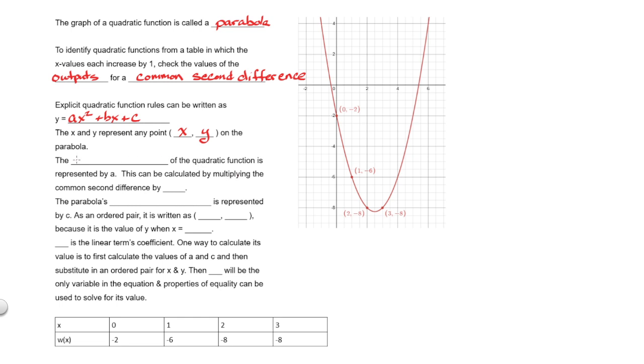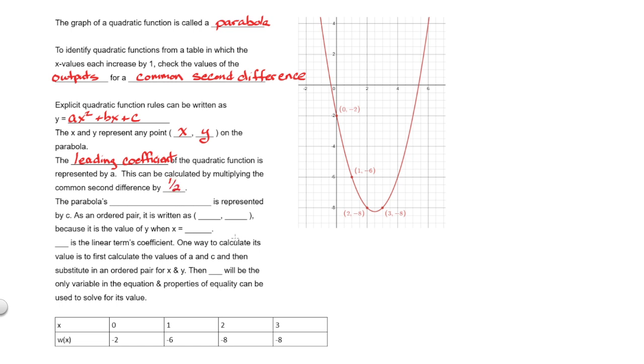A is going to represent the leading coefficient. So we call A the leading coefficient. We can calculate this by taking our common second difference and multiplying it by 1/2.